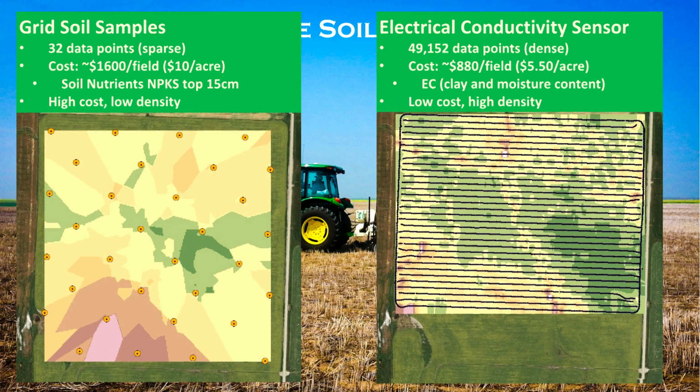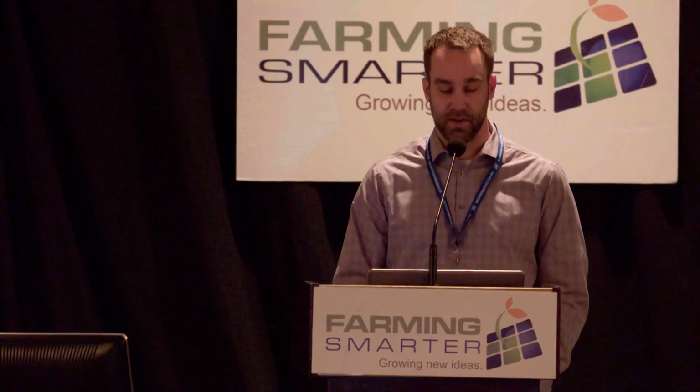This slide shows the patterns that we can get if we make an interpolation. If we predict what's going to happen in the spaces between our samples, you can see the grid soil sample interpolation really doesn't look like a real world pattern. That's because of the challenges with a sparse data set. But if we look at the conductivity, that's a more real world pattern, and even just visually we can see that that's a more effective means of describing variability, having that better data set.